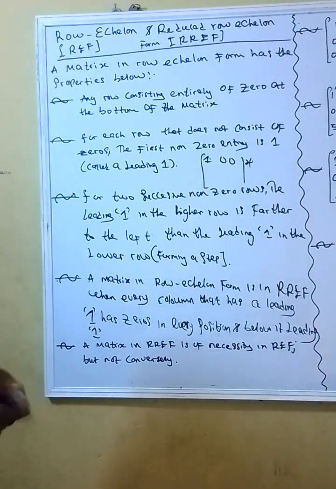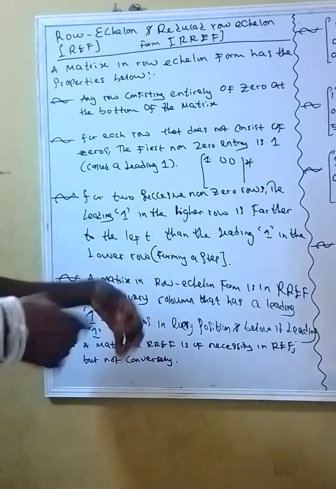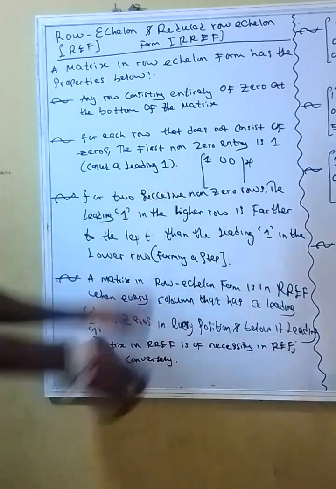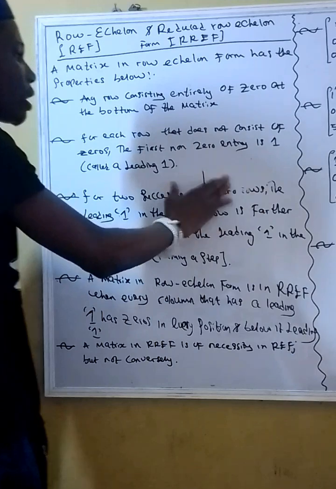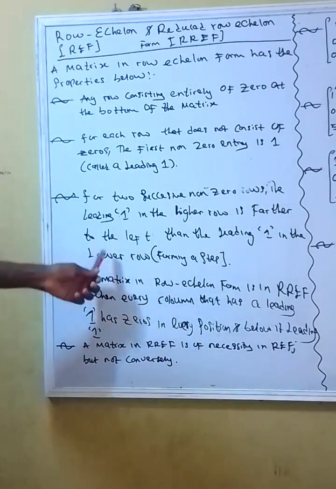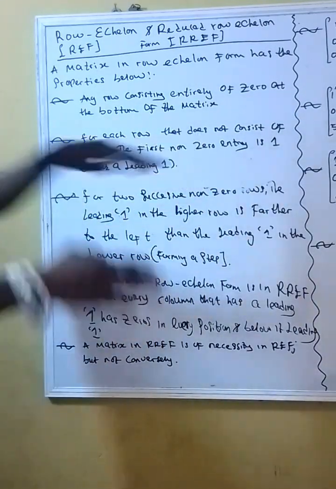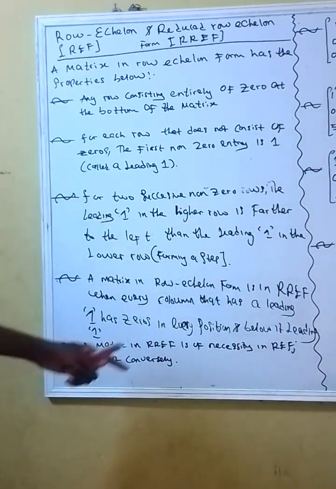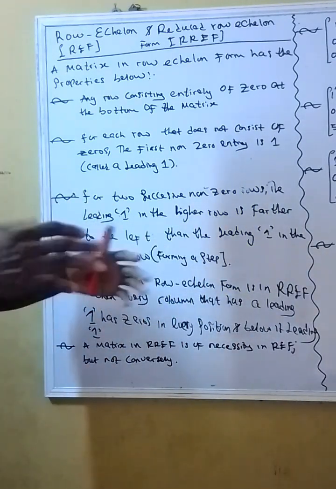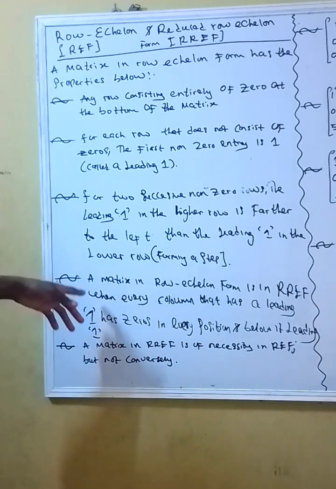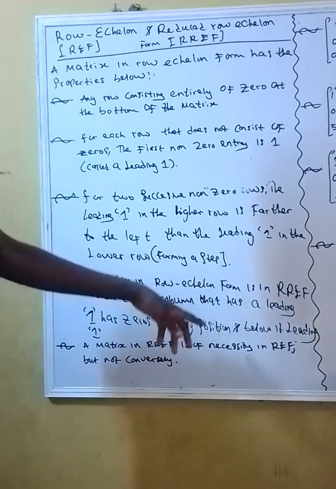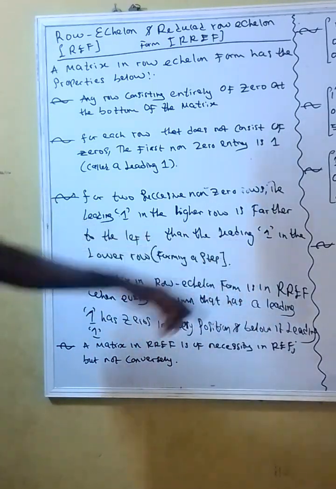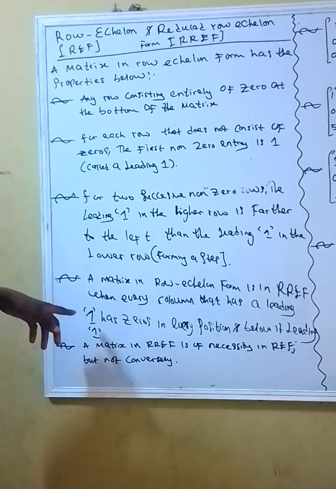Now the next property tells us that for two successive non-zero rows, that means if you have more than just a single row like we have just explained, the leading one in the higher row is farther to the left than the leading one in the lower row. We call it the staircase form. I will show you practically. The third thing tells us that a matrix in row echelon form is in reduced row echelon form.